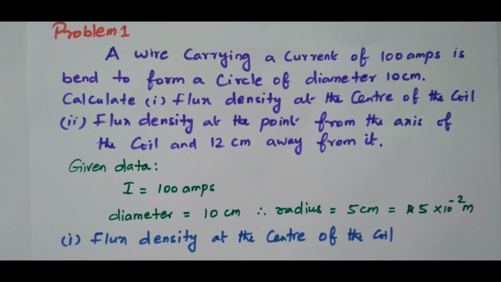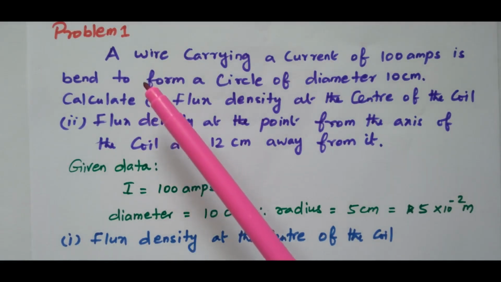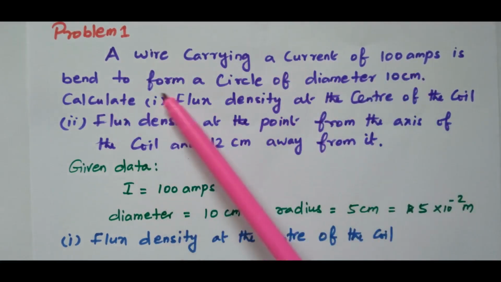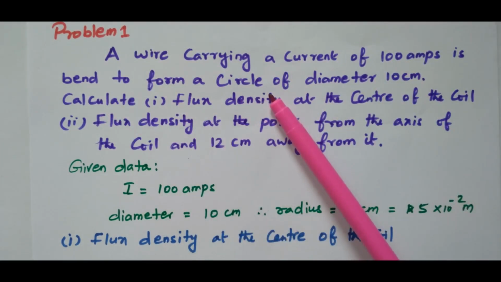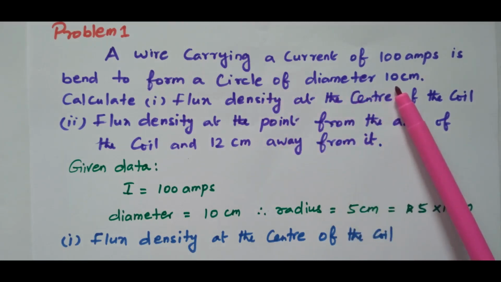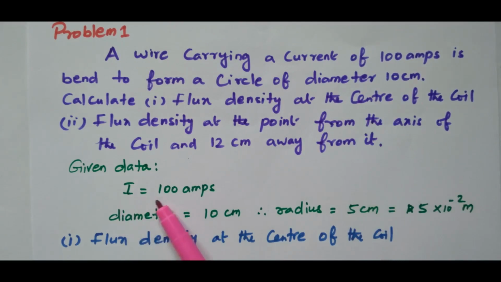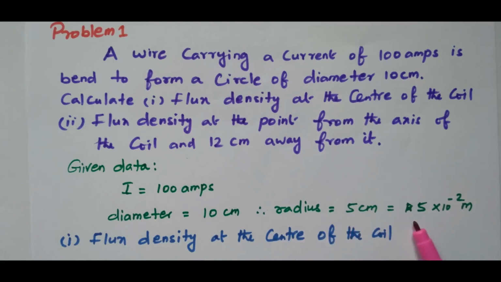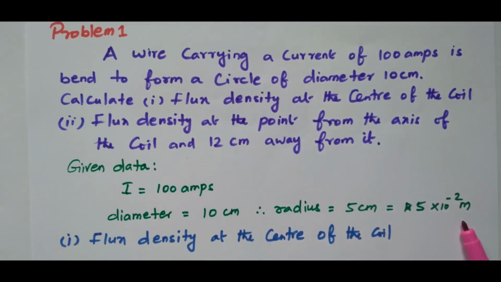We'll see the first problem. What is given? A wire carrying a current of 100 ampere is bent in the form of a circle. So this is a circular current loop of diameter 10 centimeter. Right? See here, the current is 100 ampere, diameter equal to 10 centimeter means radius equal to 5 centimeter. That is 5 into 10 to the power minus 2 meter.